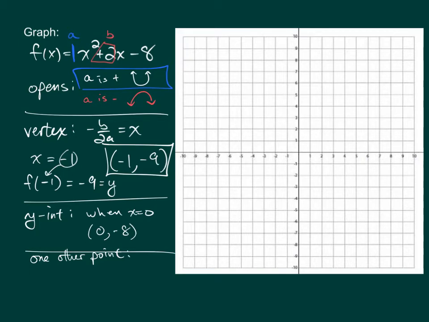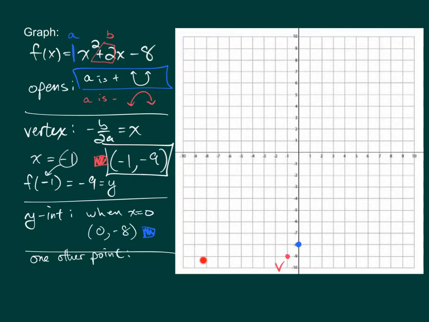So what I want to do now is plot these. I'm going to put the vertex right where it's supposed to be, negative 1, comma negative 9 right there, and I'm going to label that with V for vertex, and I'm going to put in the y-intercept over here in blue. Let me mark that vertex as being red. There we go. Now the y-intercept I'm going to put here in blue.